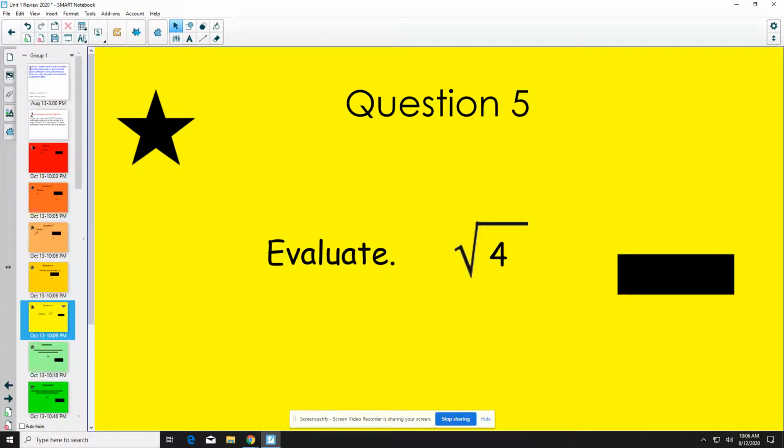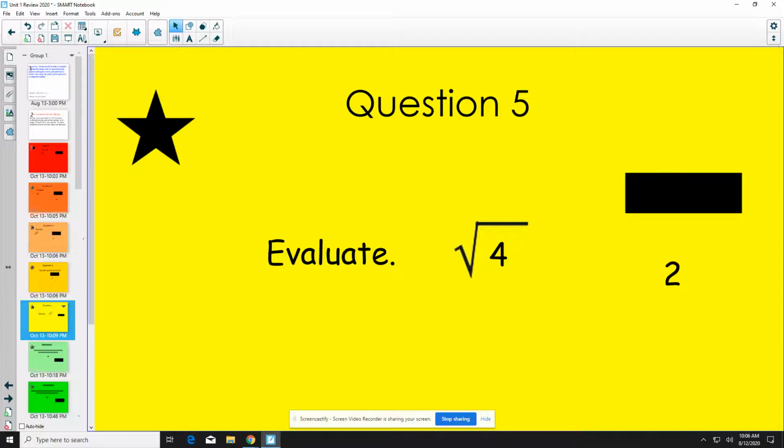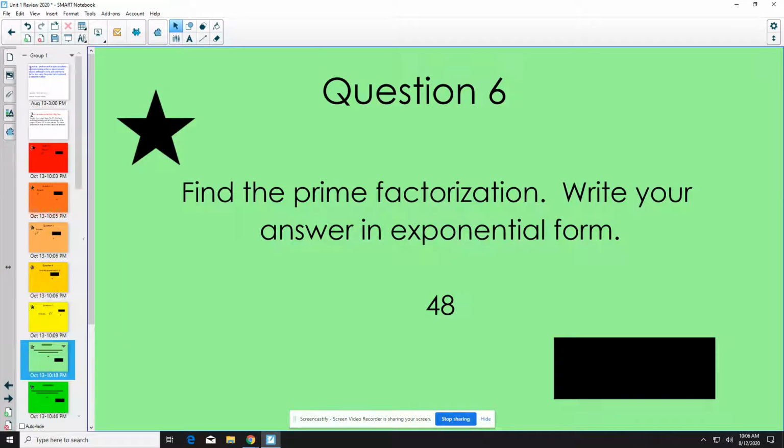Number 5, square root of 4 is 2. Good job. Number 6 says find the prime factorization. Write your answers in exponential form. So what you're going to do is you're going to make a factor tree for 48. So on your paper, put 48, okay, and go ahead and hit pause on the video. When you complete your factor tree, when you're done, hit play again.